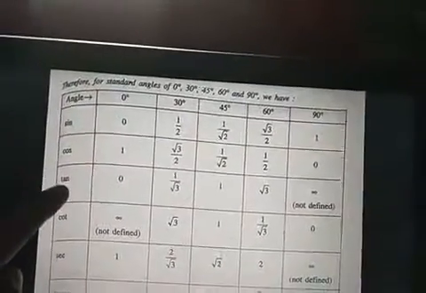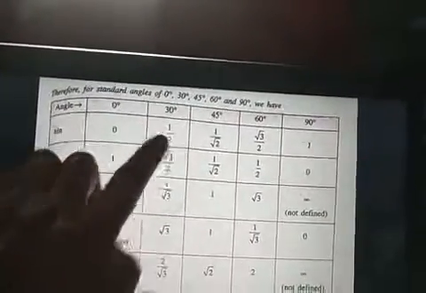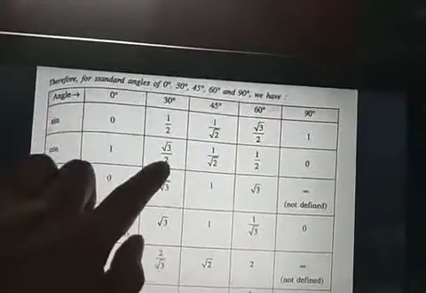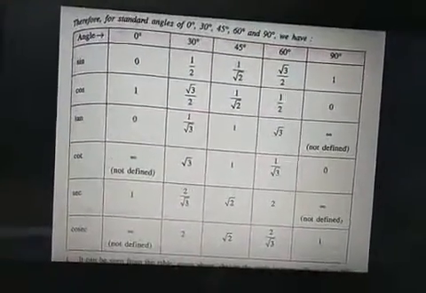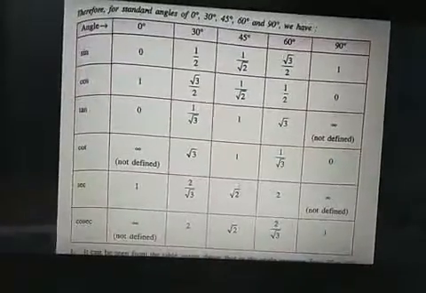So tan 30 degree means sine 30 degree divided by cos 30 degree. So what we can do is 1 by 2 divided by root 3 by 2. So 2 gets cancelled out. So hence we get 1 by root 3.